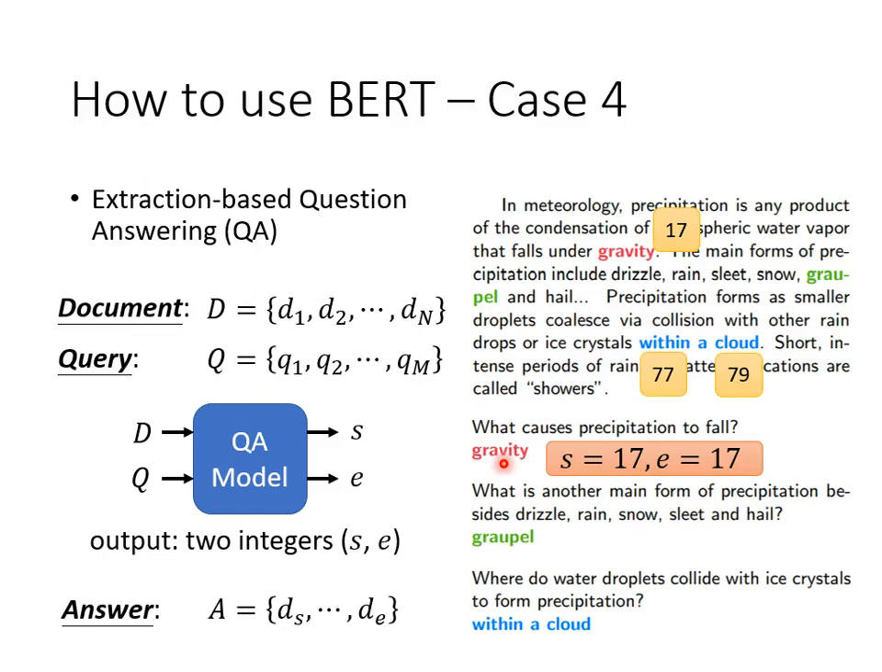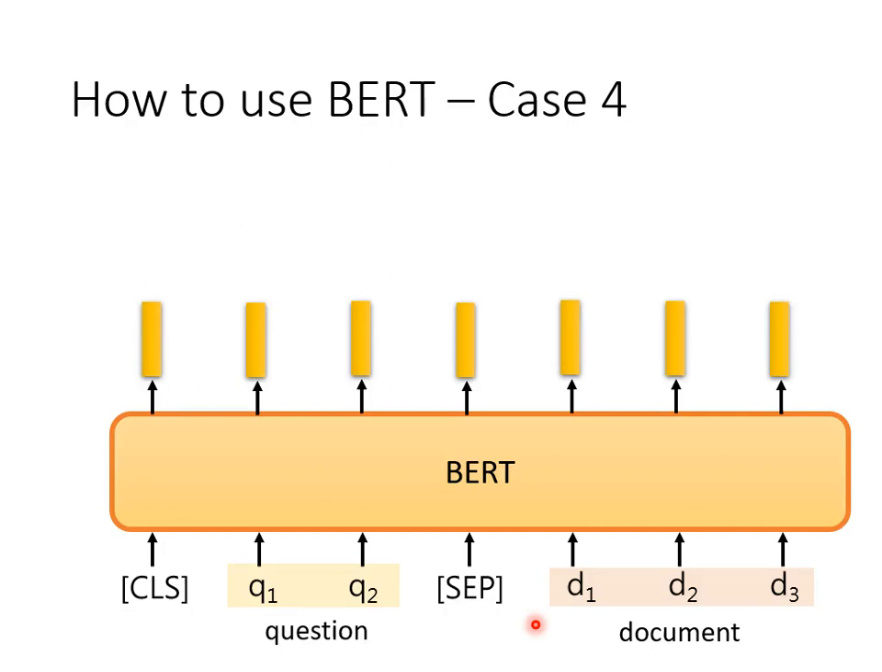Or give another example. The answer is "within a cloud", which is the 77th to the 79th word in the article. What your model has to do is to output the two positive integers 77 and 79. Then the segment in the article, from the 77th word to the 79th word, should be the final answer. This is what homework 7 will ask you to do. Of course, we do not train the QA model from scratch. To train this QA model, we use pre-trained BERT models.